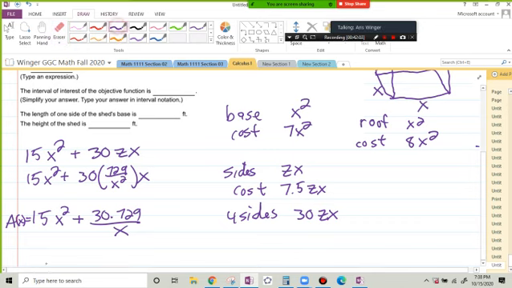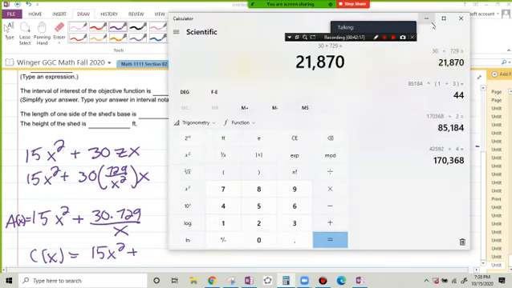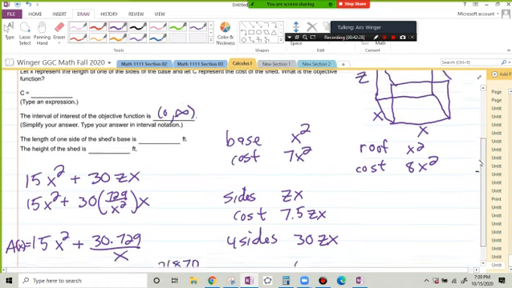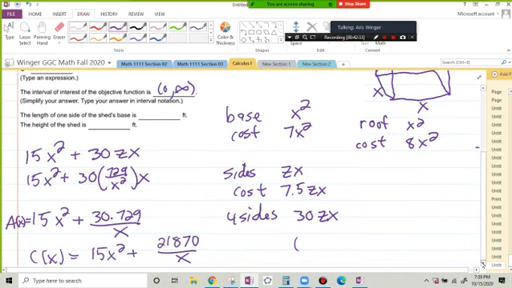So then that is the cost function as a function of x. We'll fill in this other stuff. 30 times 729 in this case, $21,870 over x. We'll put that here, and then again, it's at the interval from 0 to infinity. And then take the derivative, solve like you did last time.